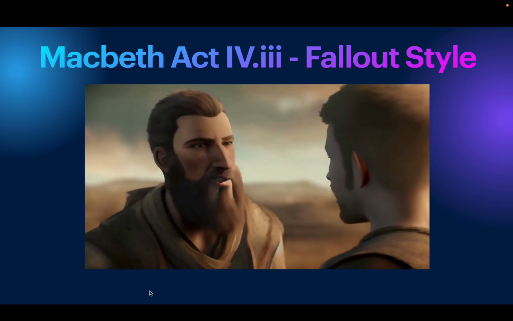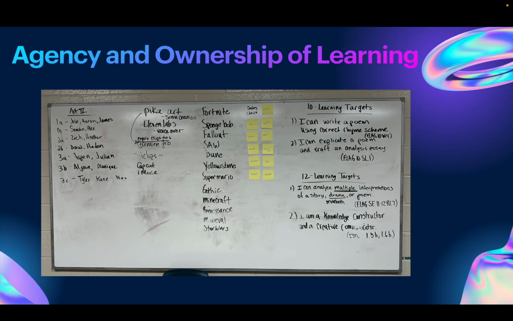And I left off with another example of a student project, where they did a Fallout style of Act 4, Scene 3. In this next slide, we'll take a look at what I put up on the board, the assigned groups, and then of course the style.